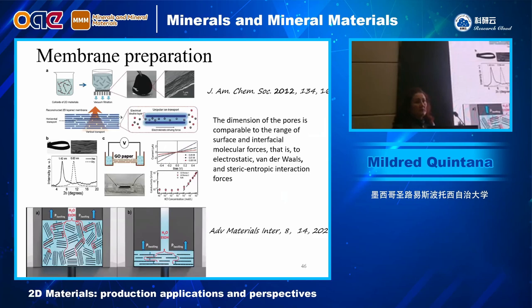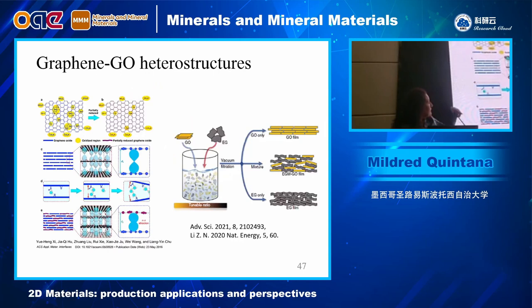And we just need to take care of producing it correctly, because if we do this very fast, we will have a lot of swelling. The material will absorb a lot of water, and we can also make mixtures of these materials to produce the membranes.